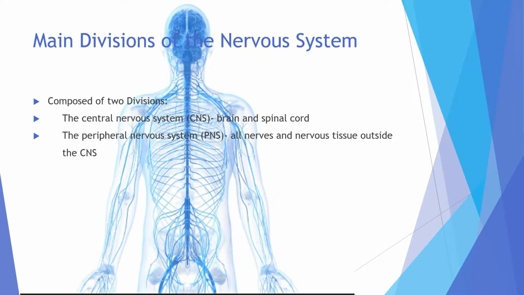The nervous system can be divided into two main divisions. The central nervous system consists of the brain and spinal cord, and the peripheral nervous system contains nerves and all nervous tissue outside of the CNS.